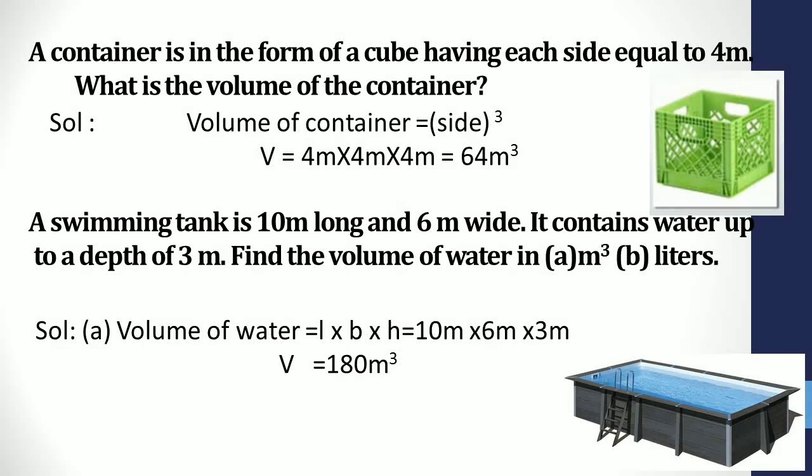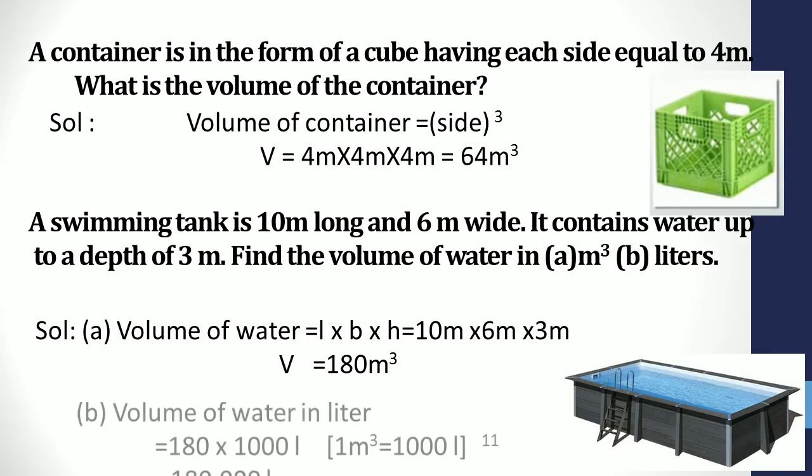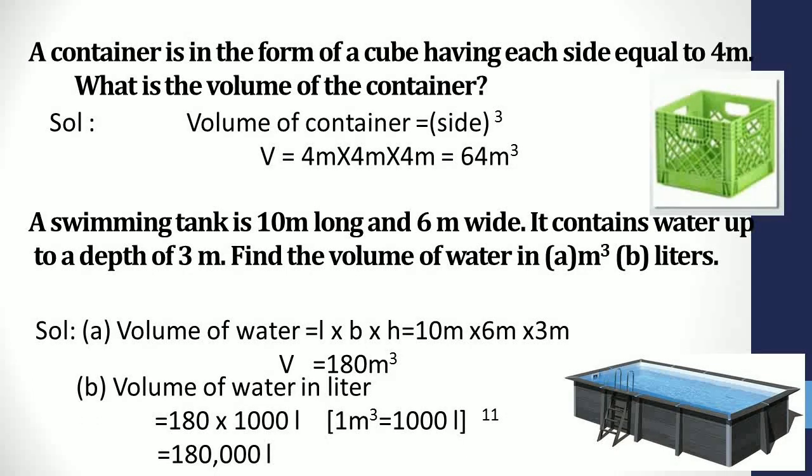The volume of that rectangular swimming tank will be length into breadth into height. Clear? So 10 meter is the length, 6 meter is the breadth or width, and 3 meter is the height. By multiplying these, we get the volume of water as 180 meter cube. Clear? Now we have to find the volume of the water in liters.